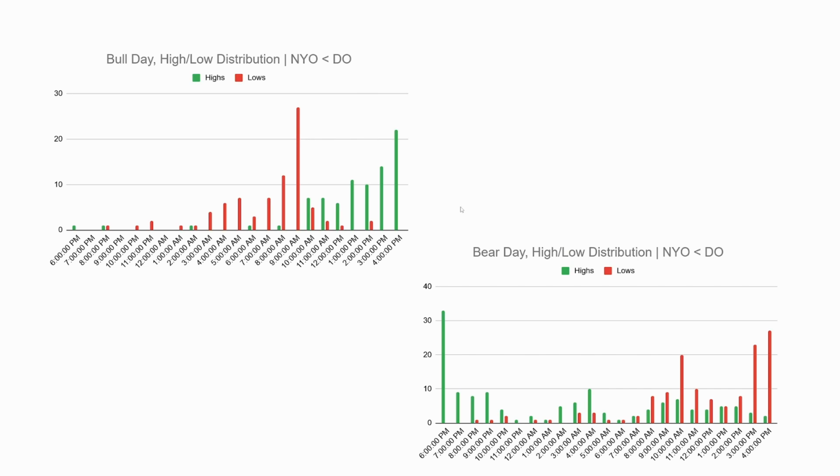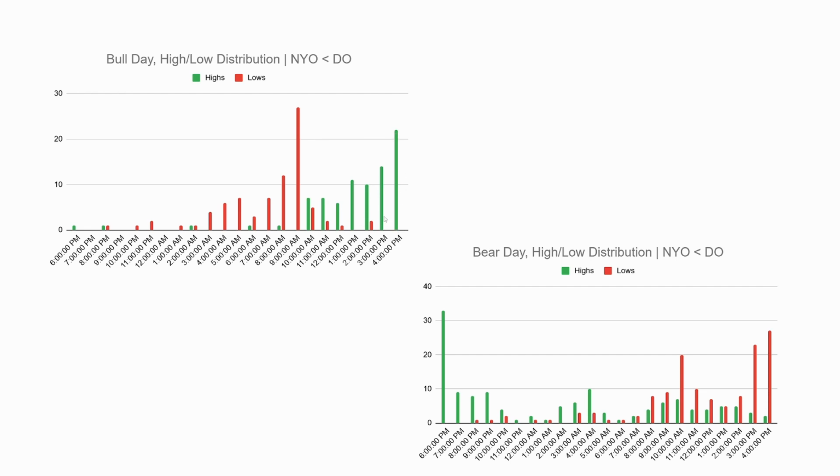So next, I wanted to have a look at some conditional probabilities. I wanted to have a look at, if New York opens below the daily open, how does that affect our distribution for highs and lows? And we can see here actually for a bullish day, where New York opens below the daily open, we can see almost an ignorance of that Asian and London session, and actually just a massive spike here for the New York AM and the New York PM session, which is to be expected, I guess.